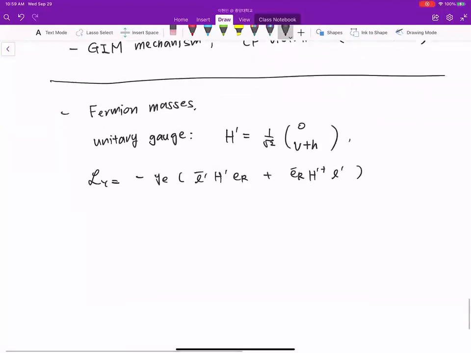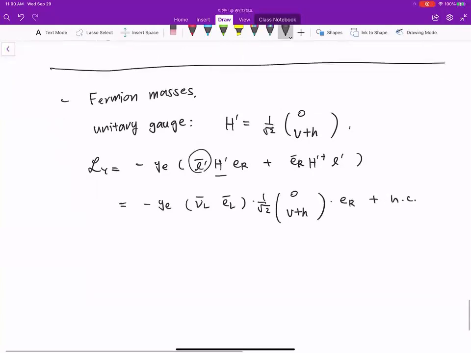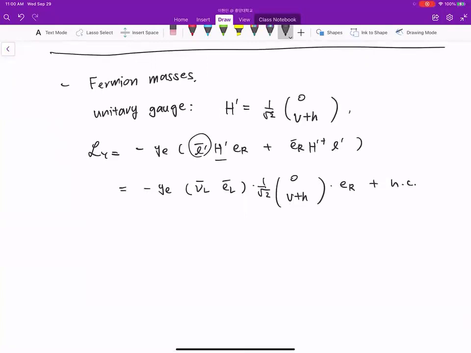We have a prime for the lepton doublet and the Higgs doublet, and just put in the matrix form. So the doublet is a neutrino and an electron, right? And then H bar is the square root of 0, H, and the right-handed. And the other part is just the Hermitian conjugate. So just this matrix multiplication you have to do. So with this one and this one, only the electron survives. The neutrino does not appear.